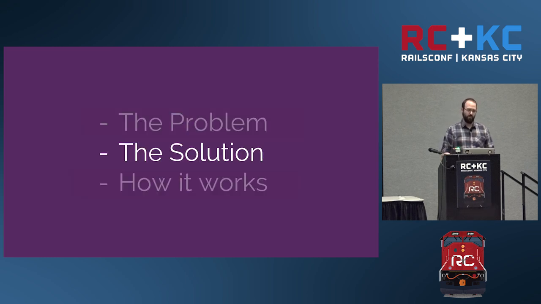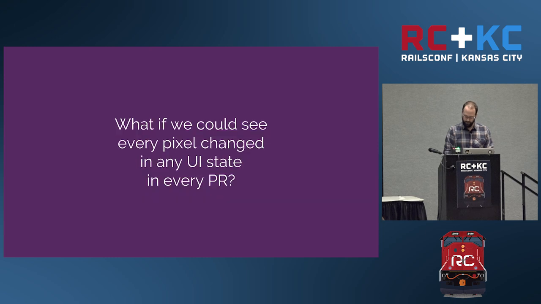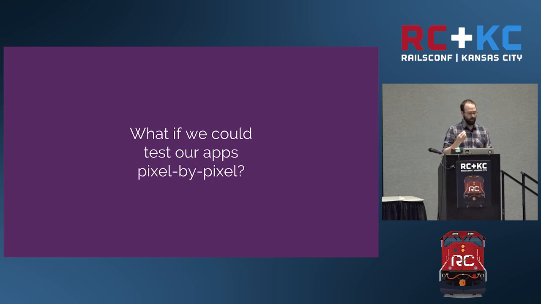So let's move on to the solution to this problem. And I don't like to say that this is the solution. I like to frame this as a solution. This is not the be-all, end-all of all testing strategies that will make your life perfect, but it's sort of a new tool in the toolbox. So the question I like framing is, what if we could see every pixel changed in any UI state in every PR that we make, right? So basically, what could we do if we could test our apps pixel by pixel?